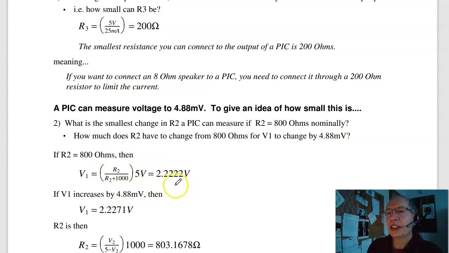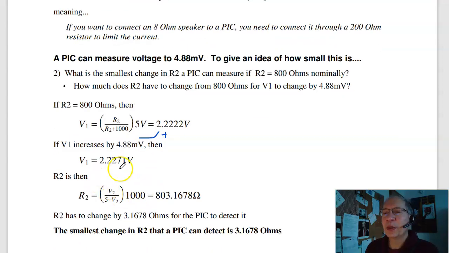Now add 4.88 millivolts to it. This is how much the voltage has to change for the PIC to see it. If V1 becomes 2.227 volts, that is plus 4.88 millivolts, I can see that. How much does R2 have to change? Well, by voltage division, I have this. Now calculate R2, so this is 2.227. Solving backwards, R2 is the voltage over 5 minus voltage. Do a little bit of algebra, you can get that. R2 needs to be 803 ohms.